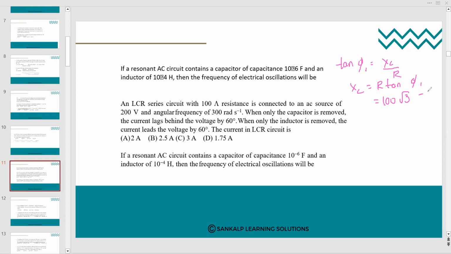This is first case. Second case, when the inductor is removed, tan phi 2 is equal to XC divided by R, or XC is equal to R into tan phi 2. R is again 100 and this is again 60. Therefore, it is root 3. This is equation 2. Okay, XC is there, XL is there. Namge em kehta idare, the current in the LCR circuit is.